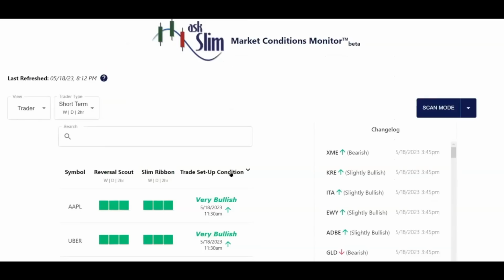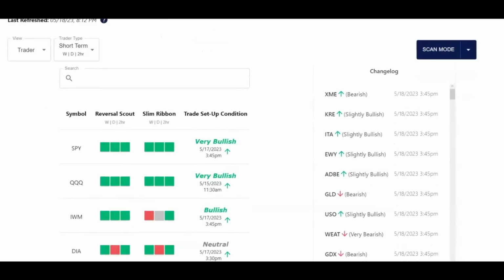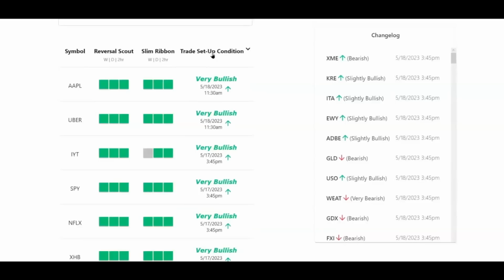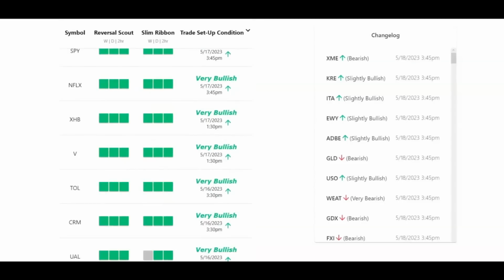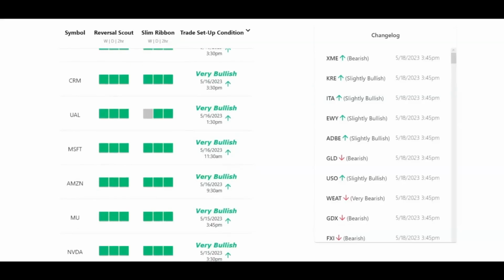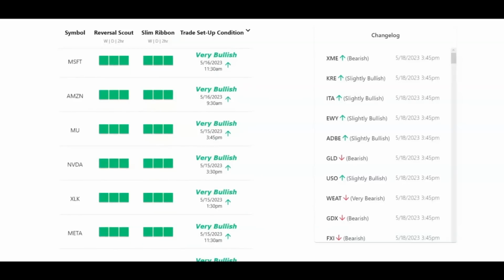We're going to take a look at what the most bullish are, and I'll just scroll down through here and you'll get an idea. I'm going to switch to where it says only very bullish, and you can see in there Apple, Uber, IYT, transportations, SPY, Netflix, XHB. Those are the ones in very bullish condition right now. Visa, Toll, CRM, UAL, Microsoft, Amazon, Micron, a big leader on the upside with NVIDIA, and you can see that.